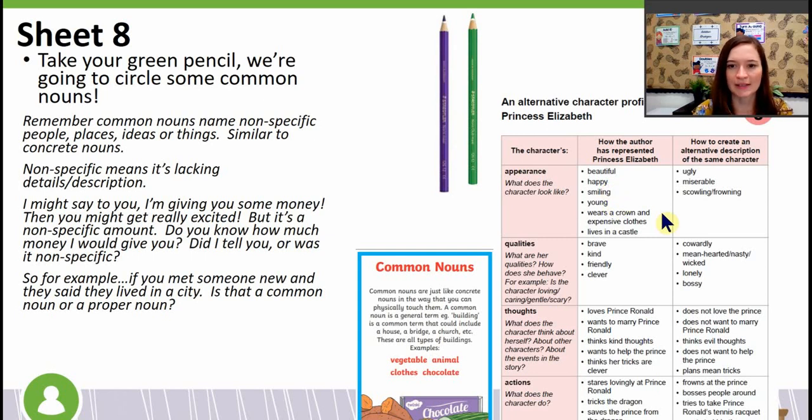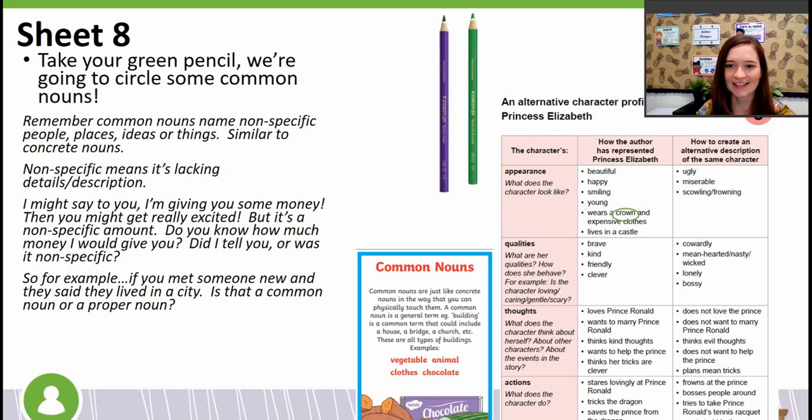So what else is in here that you can see? Young. Wears a crown and expensive clothes. Lives in a castle. I can see 3 there. Do you want to see if you can find those and circle them? What's something in there that you can touch? So I've circled crown. If you haven't circled that, circle it now.